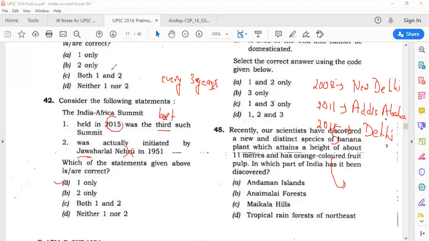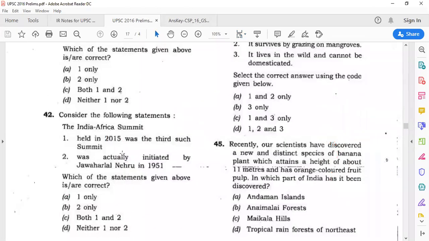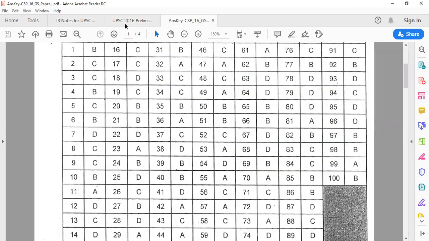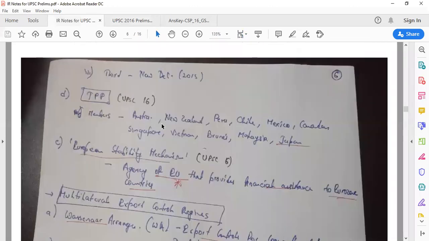And if you see even the official key or official answer of UPSC, let's see, these answer keys are official. So 41D we have just seen, 41, that is this one, D, and 42A. One only, so 42A. So these were the two basic questions which were asked by UPSC in 2000. And again, one more thing. Let's see what I have written regarding India-Africa Summit.